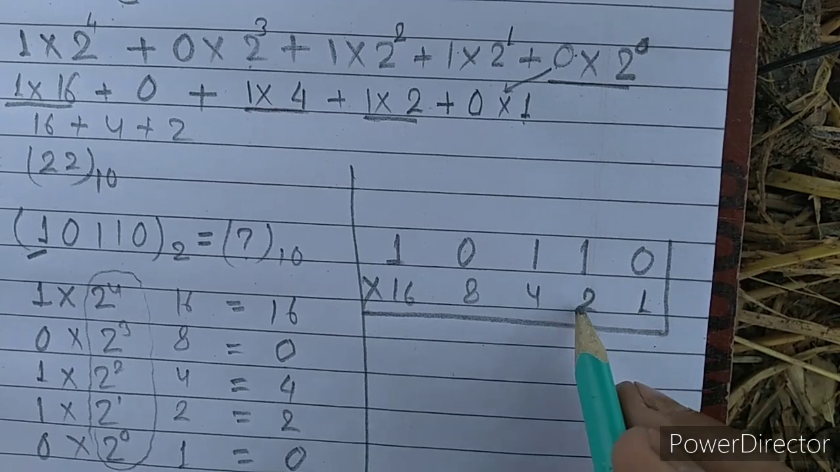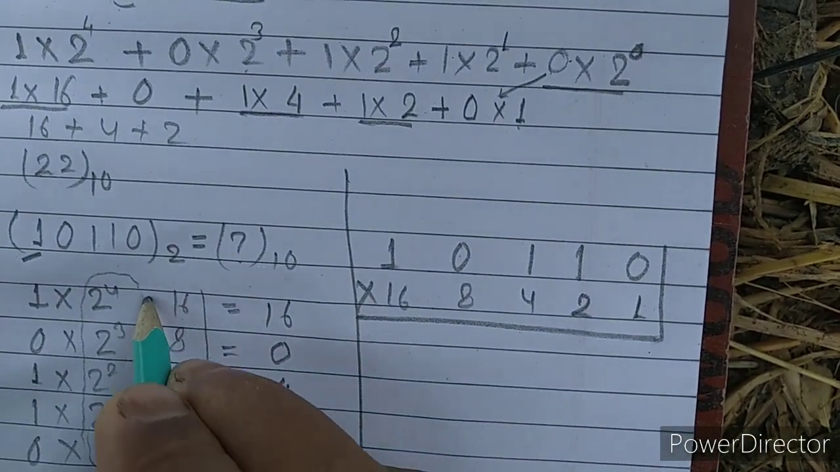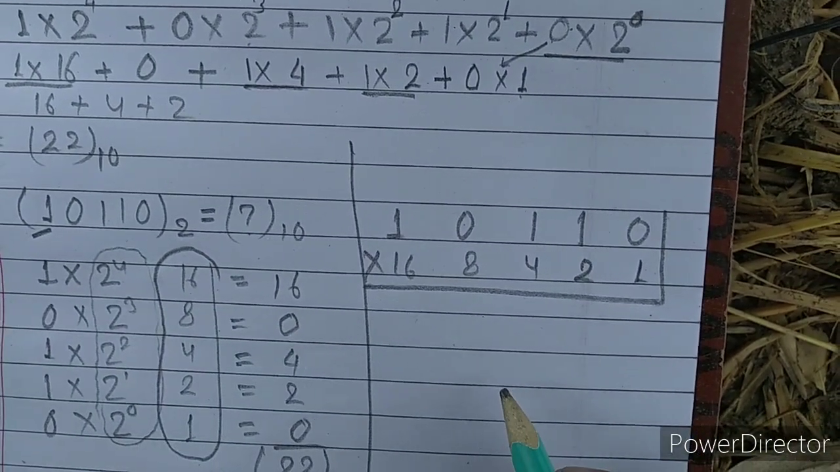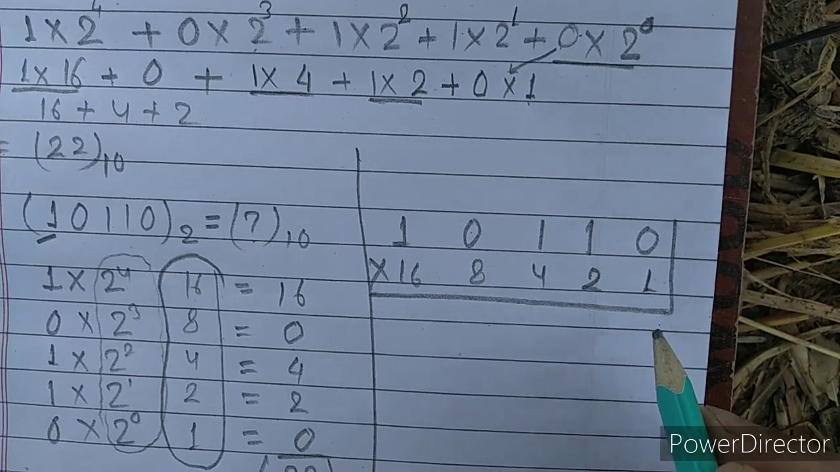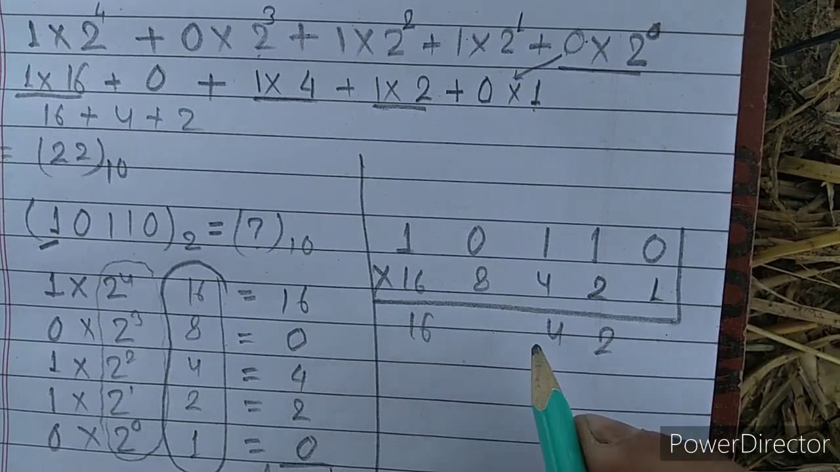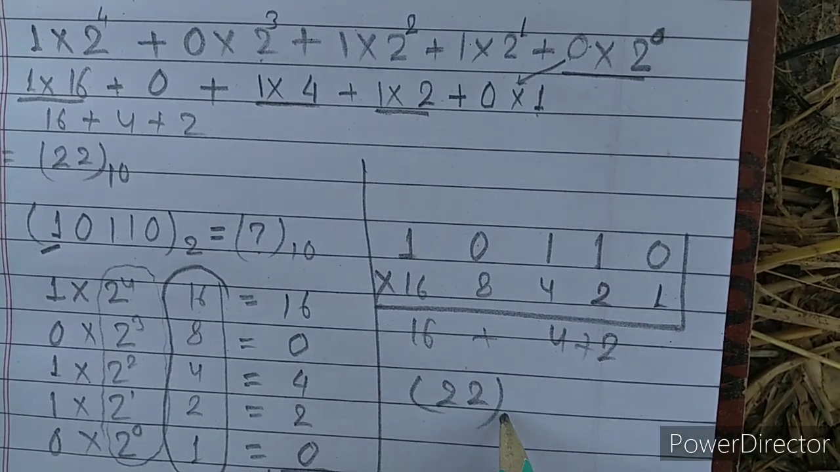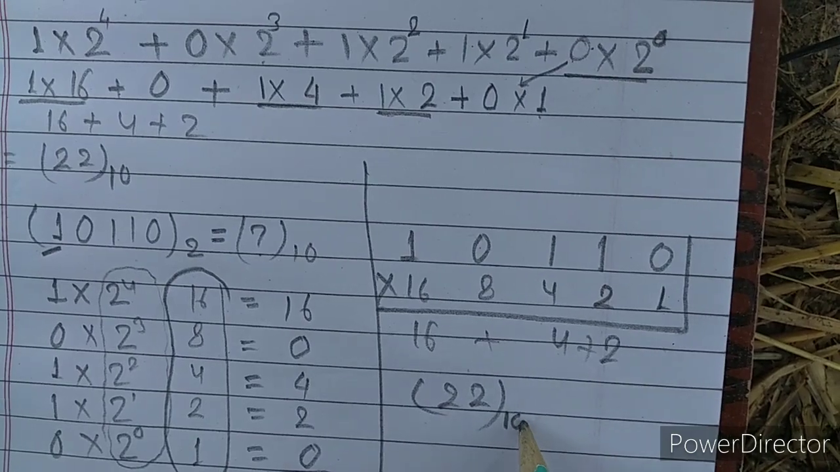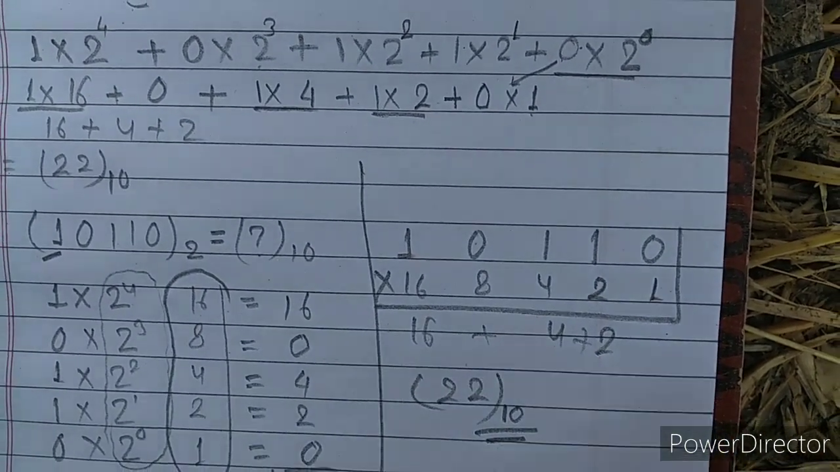So these 1, 2, 4, 8, 16, these are the numbers that we have calculated. These are the powers of 2 that you can write directly. Here is 0, here is 2, here is 4, and here is 16. All together you can add them. That is the way to convert into the decimal number system. So in this way we can convert.